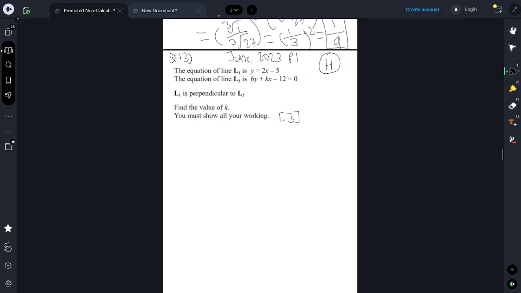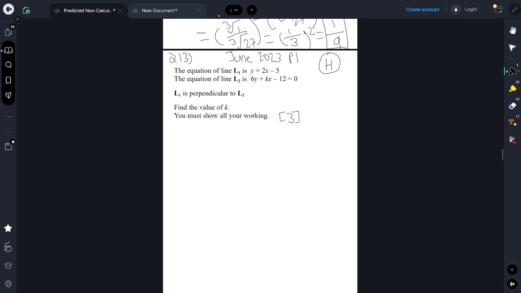So you need to do a bit of problem solving here. We're given the equation of two lines, L1 and L2, and we are given that L1 is perpendicular to L2. They love doing this to make sure you can manipulate the gradients, stuff like that. So a bit of algebra here. Find the value of k.